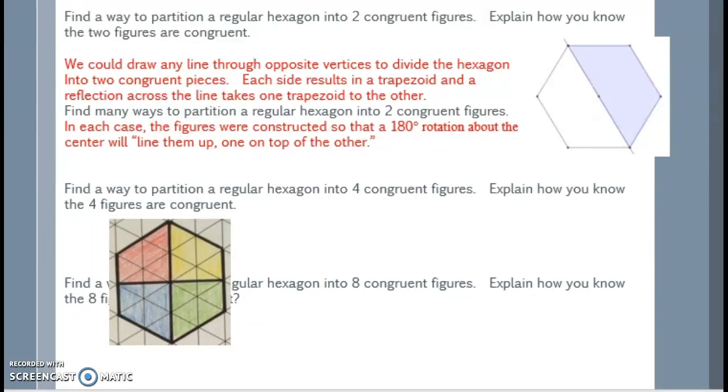If we consider the vertical and horizontal lines as the lines of reflection, the yellow region is the image of the red region when we reflect across the vertical line. So these two regions are congruent. The green region is the image of the blue region when we reflect across the vertical line. So those two regions are congruent. Further, the yellow region is the image of the green region when we reflect across the horizontal line. So those two are congruent. And so all four regions are congruent to one another.